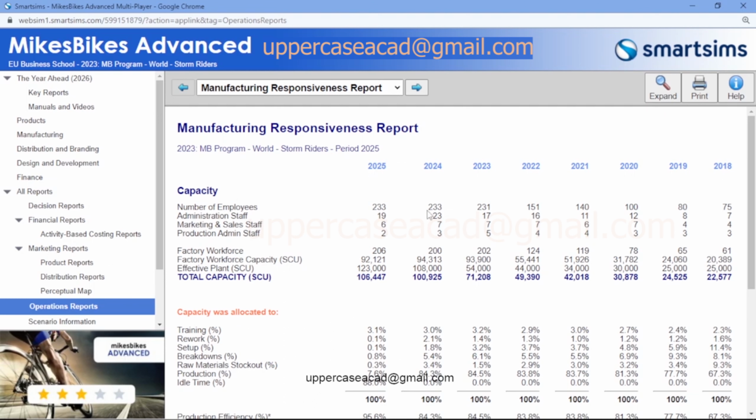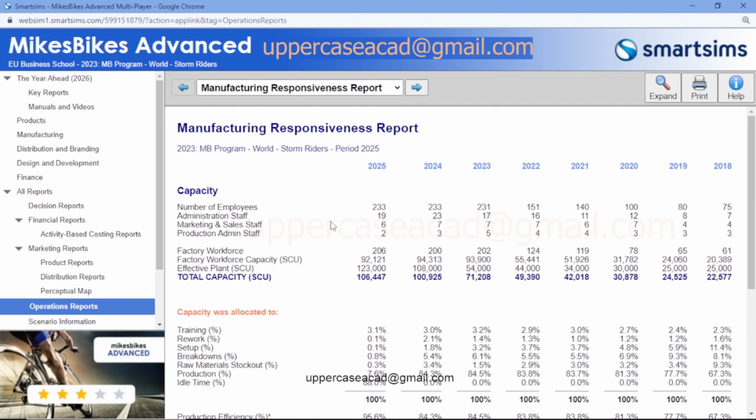If you look at my game here, you note that we start with the capacity. In the year 2018 I had 75 employees. In 2019 I had 80 employees. In 2020 I had 100 employees, and in 2025 I had 233 employees. Note that as my company was expanding, I also had to hire more employees so that they can work on the increasing plans.